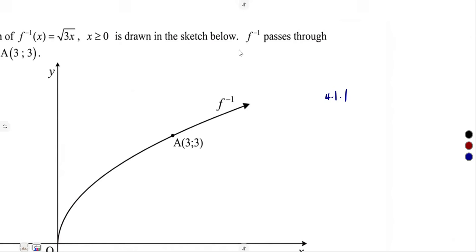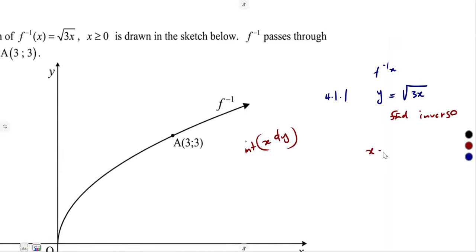Our inverse function in terms of y is equal to the square root of 3x. So to determine its inverse, when you determine the inverse of the inverse, you are finding the original function. So that's it. Find inverse. How do we find the inverse? Remember, we have to interchange x and y first. So that will be x is equal to the square root of 3y. After that, you make y the subject.